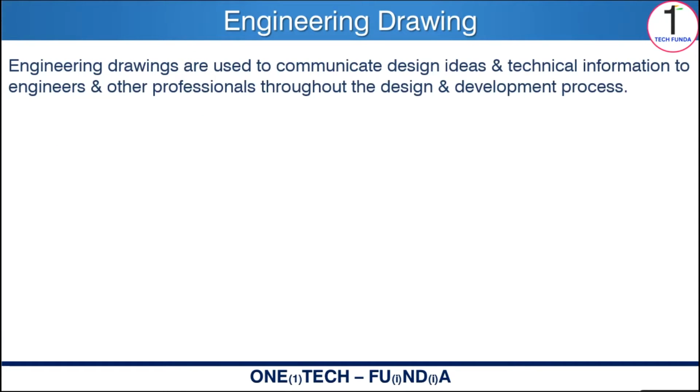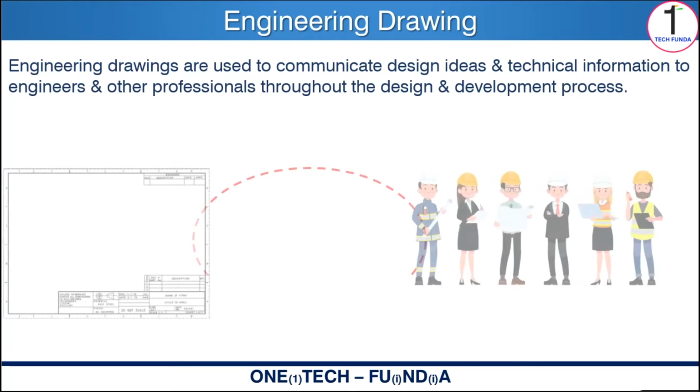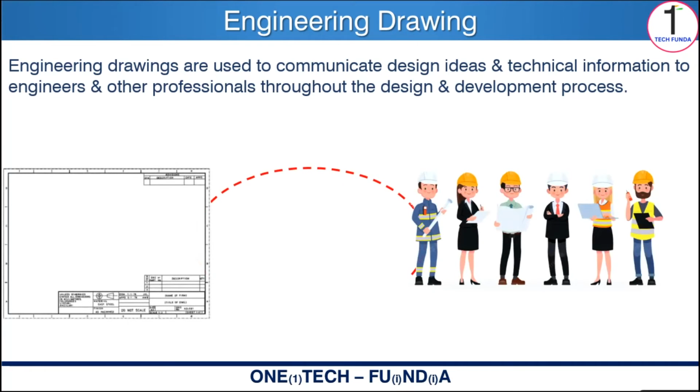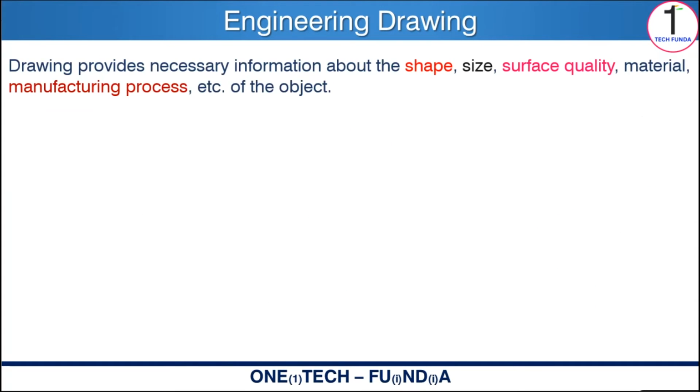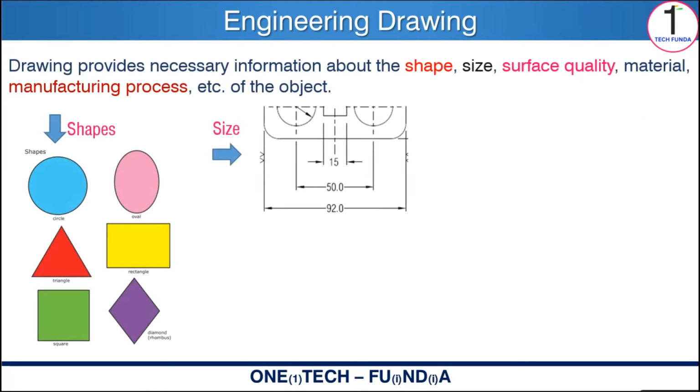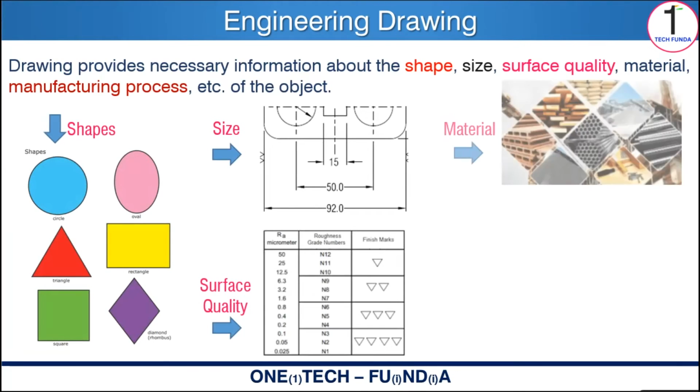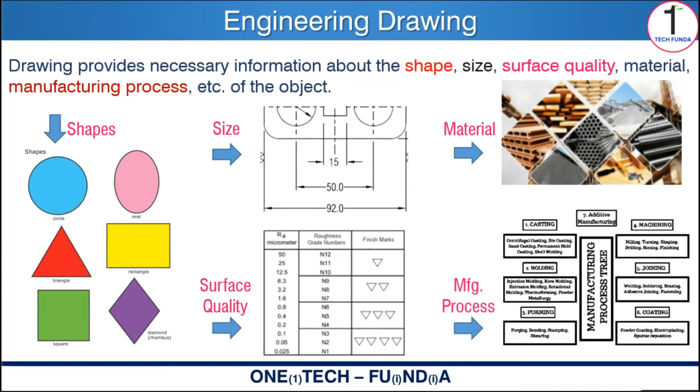Engineering drawings are used to communicate design ideas and technical information to engineers and other professionals throughout the design and development process. Graphic language in engineering applications uses lines, circles and curves to represent the surfaces and edges of objects. Drawings provide necessary information about shape, size, surface quality, material and manufacturing process of the object.